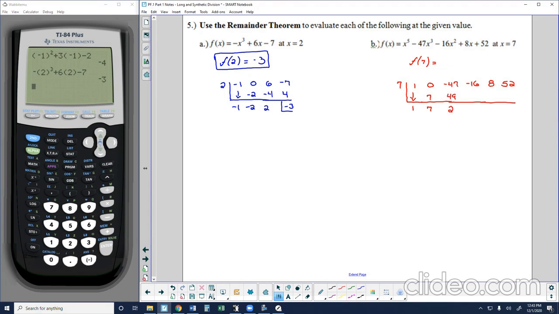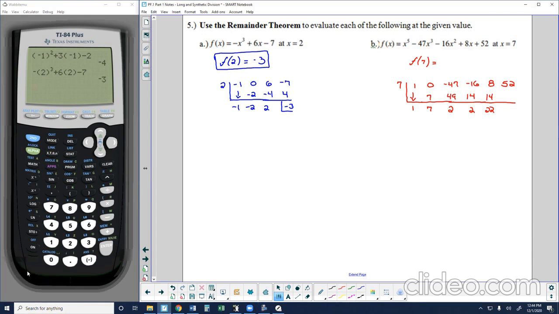I'm going to take the 2 times my 0, 7. That result, 14, goes in the next column. Add -16 to 14. That result is 2. Take 2 times 7, which would be 14. That goes in the next column. Add down 8 plus 14 is 22. Put that into the next column.